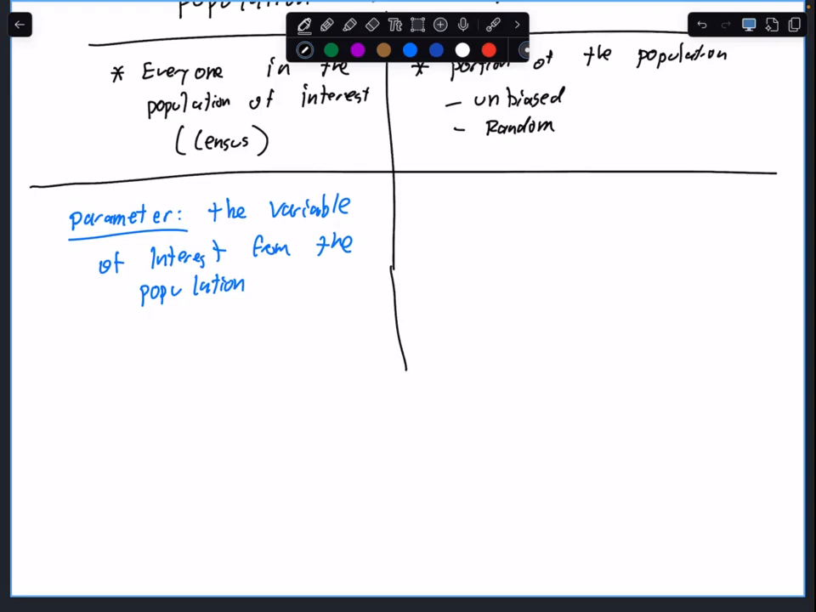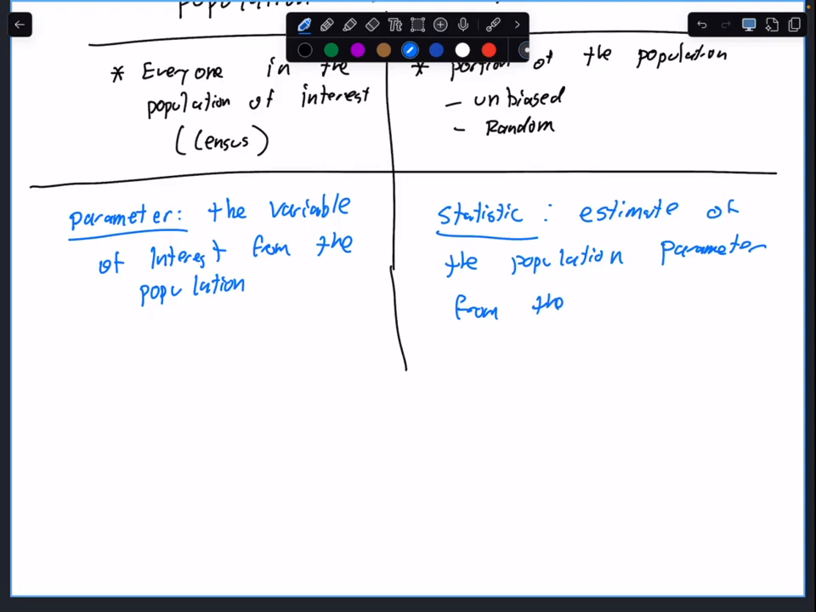Versus the other side, we have what is called a statistic. A statistic is an estimate of the population parameter from a sample. Sometimes you'll hear me say the sample statistic. You'll hear me say population parameter. Sometimes you'll just hear me say parameter versus statistic. What is the parameter of interest? What are we trying to study? Who is the population?